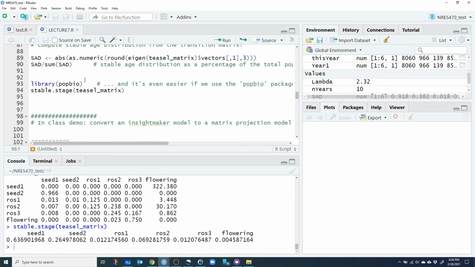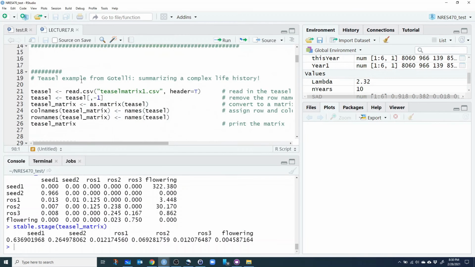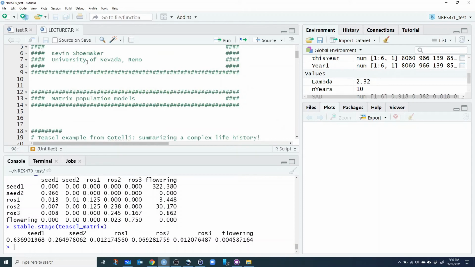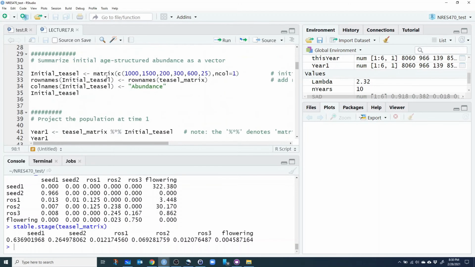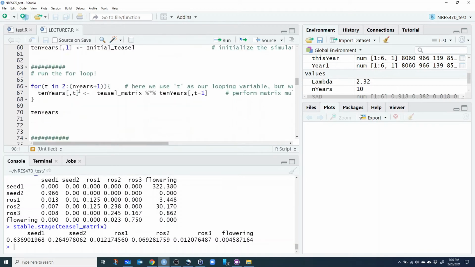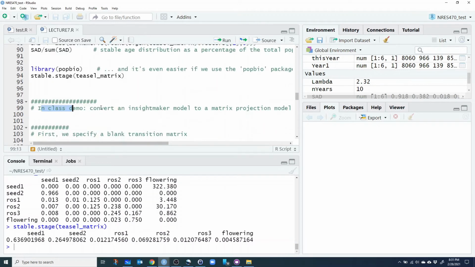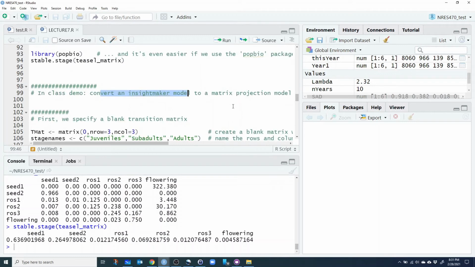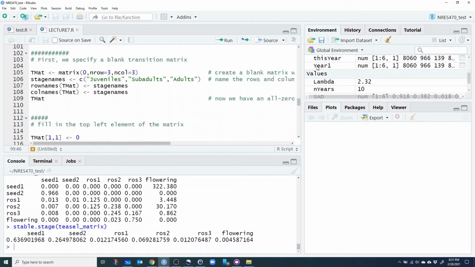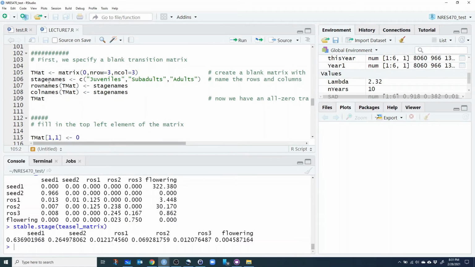So if we go into RStudio, remember we're in lecture 7.R. This is a script you can load up from the website, and we will go to where it says in-class demo, convert an InsightMaker model to a matrix population model. So what we're going to do first is create a blank matrix in R. One way to create a matrix in R is to use this matrix function, and we say we want 3 rows and 3 columns because we have 3 stages that we want to represent.